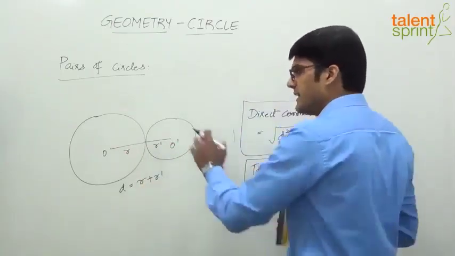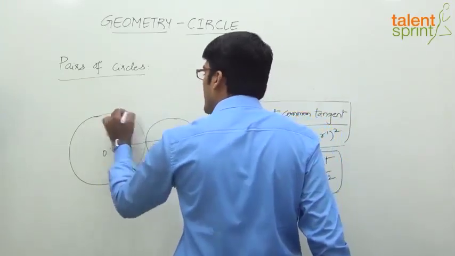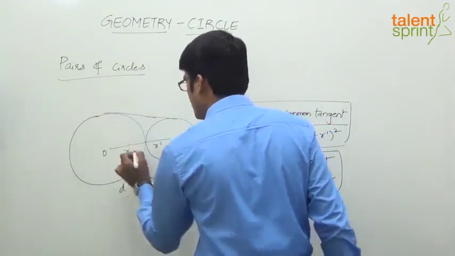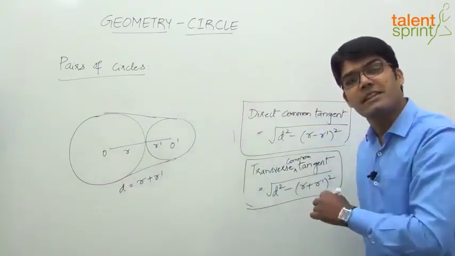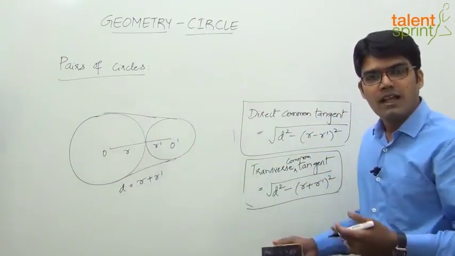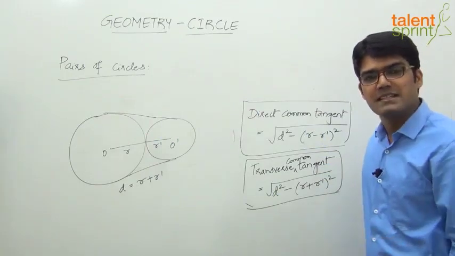If you really look at it, there will be two direct tangents. This is one direct tangent, this is the other direct tangent. But will there be a cross tangent? Will there be a transverse tangent? No. Do you see a transverse tangent here?